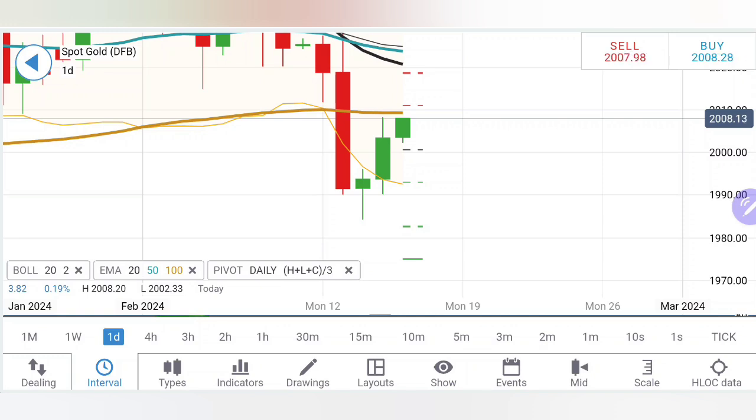But yes, you can buy here at 2010 levels, 2012 zone, very good resistance here, beyond which we can expect it to move towards 2018, 2020. In between this, there is a minor support, minor resistance. It might get at 2014.5 levels.